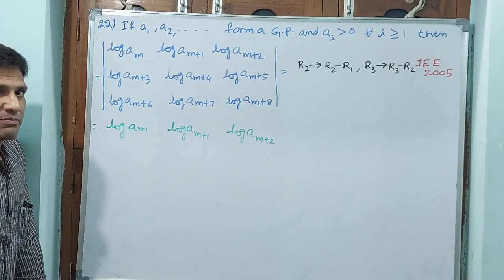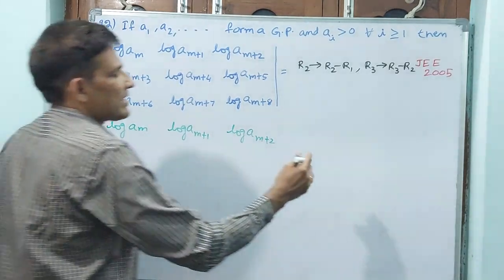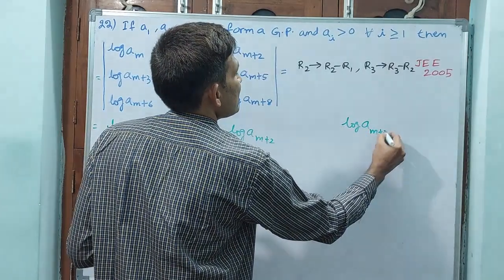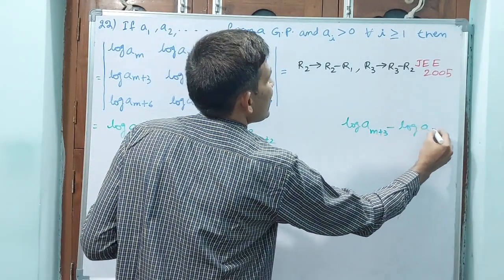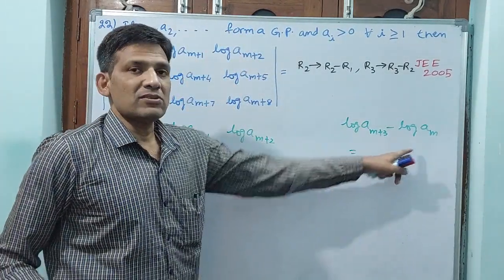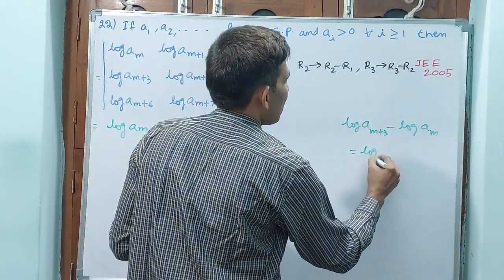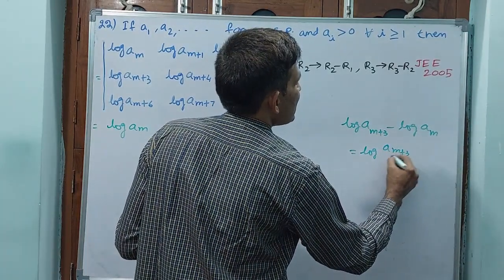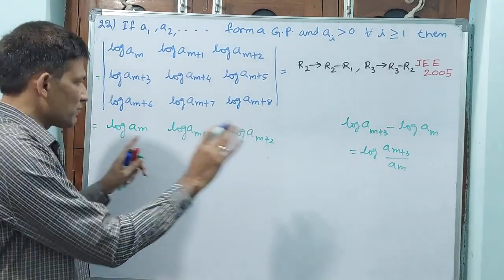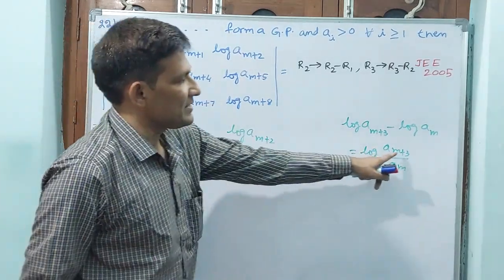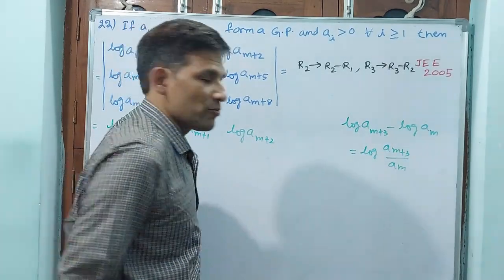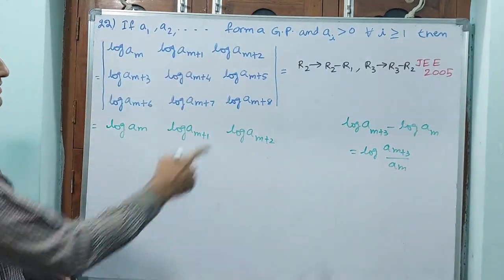Shall I jump one step? Why? Because we know, I am writing here, log of Am plus 3 minus log of Am is equal to, see, log M minus log N is log of M by N, so log of Am plus 3 divided by Am. Okay, first step I will write that. Next step I will write this as R cube, because Am plus 3 by Am is equal to R cube. Let me write this one first.